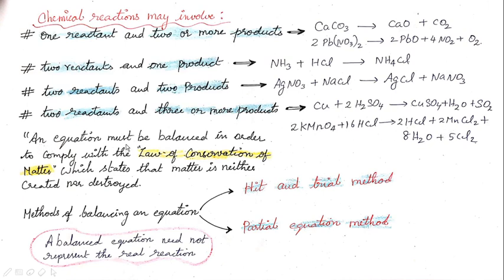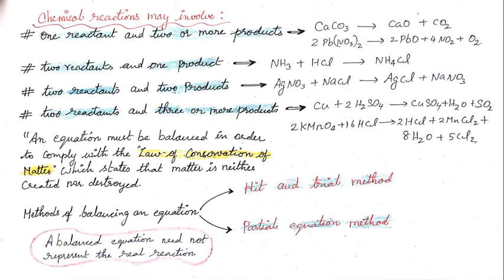Okay. An equation must be balanced in order to comply with the law of conservation of matter, which states that matter is neither created nor destroyed. So for any equation you write, you must obey the law of conservation of matter. Whatever reactants we have, the same number of atoms should be obtained on the product side, so the reactant and product atoms should be equal. That we should see in the coming slides.